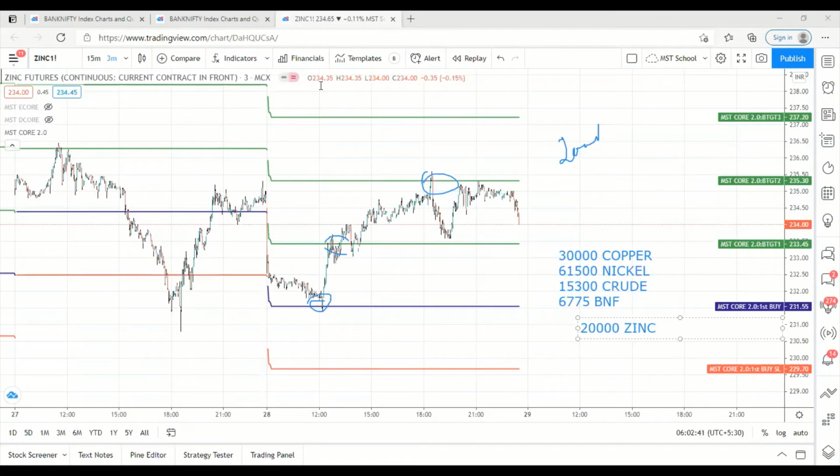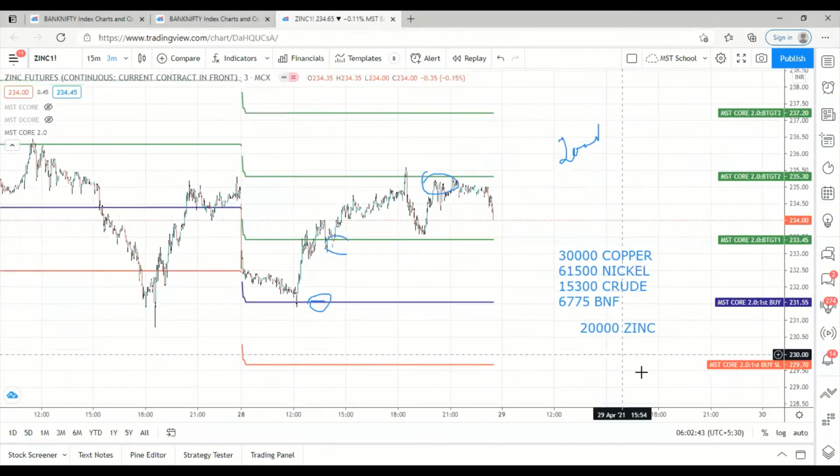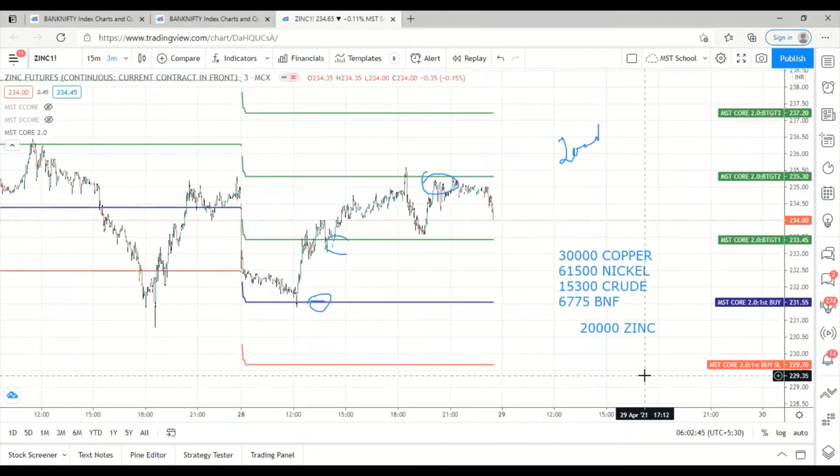All these are for a single day. But we are not telling you to trade in everything. You take any one script and keep trading in that script itself, and you will get sufficient profit.